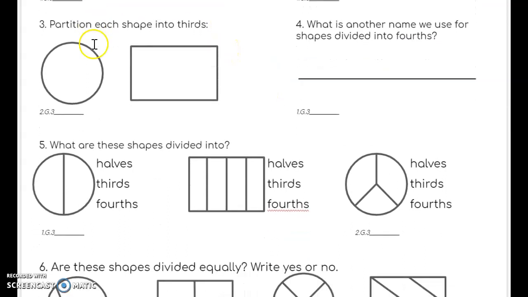We're going to go down to number 3. Number 3 says partition each shape into thirds. So you're going to draw some lines to divide this circle and this rectangle into thirds.